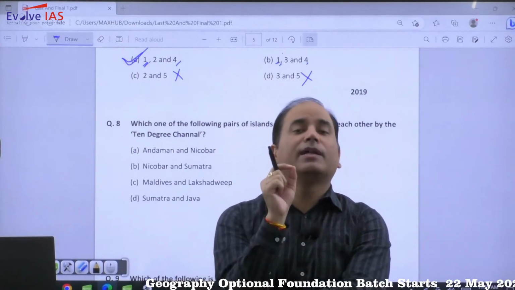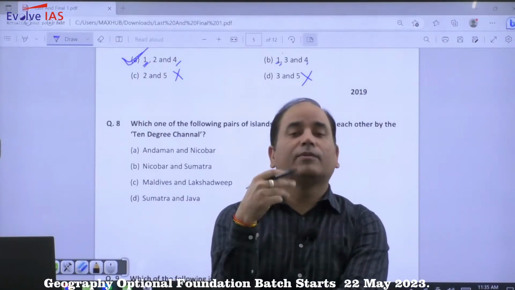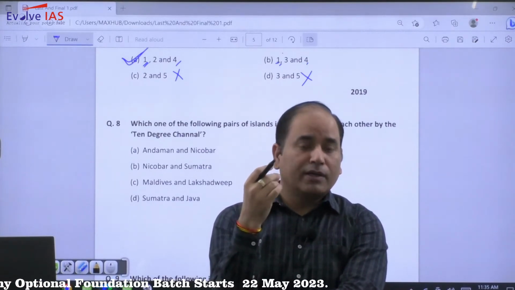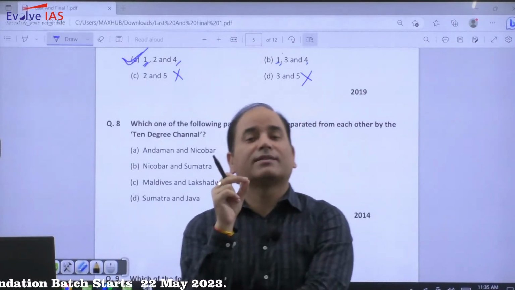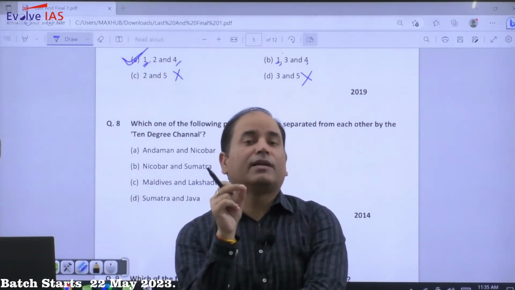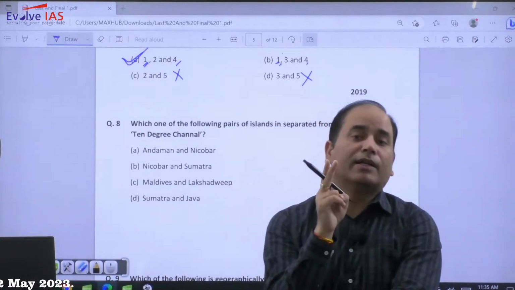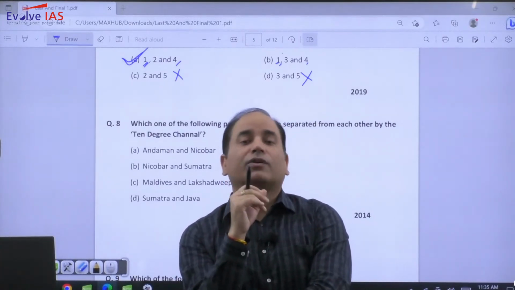As far as Andaman is concerned, Andaman itself is being divided in different parts. So we have the North Andaman, we have the South Andaman, we have the Middle Andaman, we have the Little Andaman. So in Andaman we have the four major sections: North Andaman, Middle Andaman, South Andaman, Little Andaman. You also will find in the Andaman region a very famous strait channel, that is your Duncan Passage.